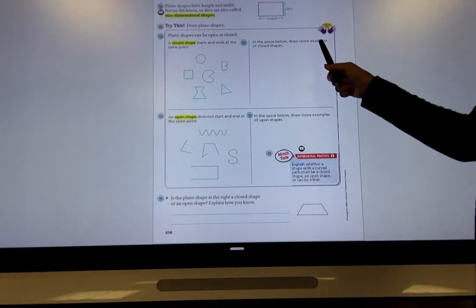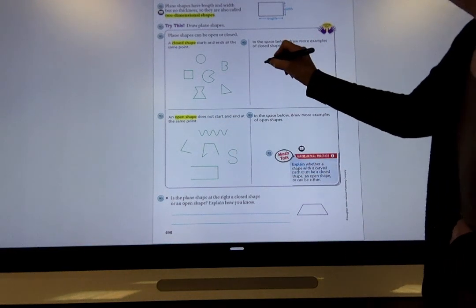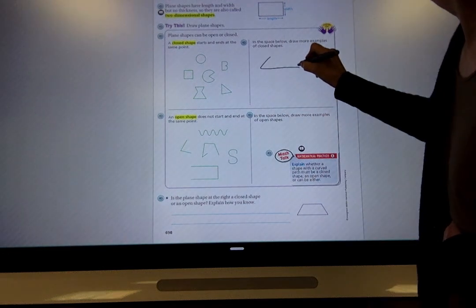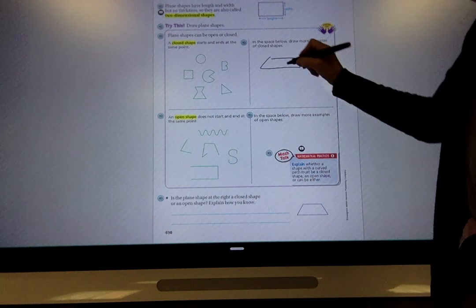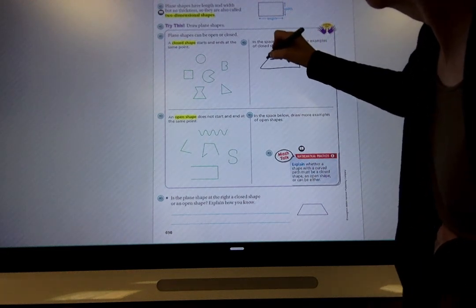In the space below, draw some more examples of closed shapes. Oh, that's not closed. Got to close it.